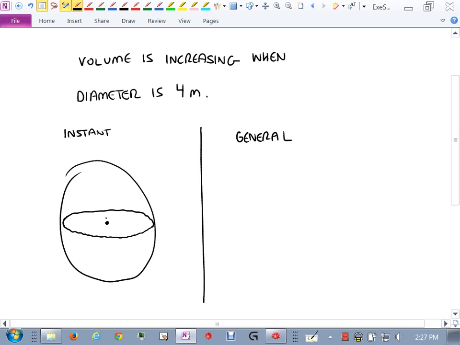What's our radius in the instant in time? Careful. It's 2, right? I gave you the diameter. The diameter is always twice the radius. So this is actually 2 meters. That's our radius. I'm even going to label it R.